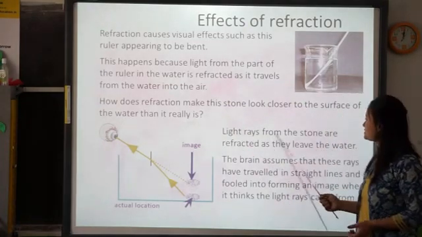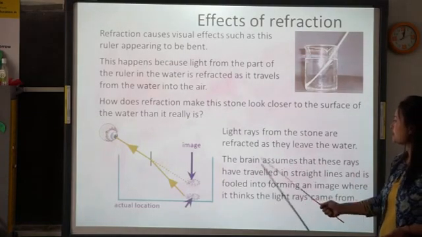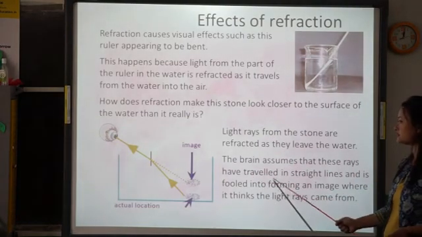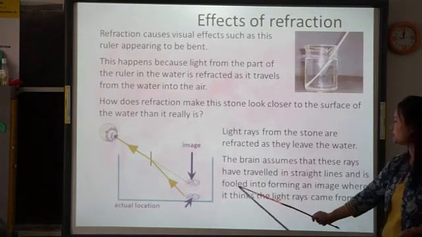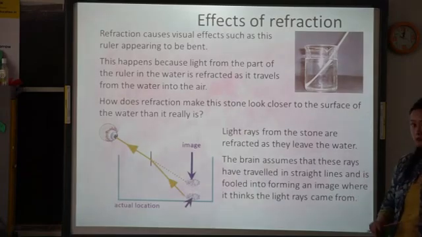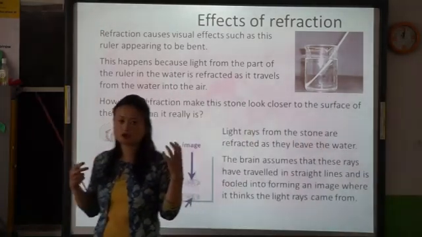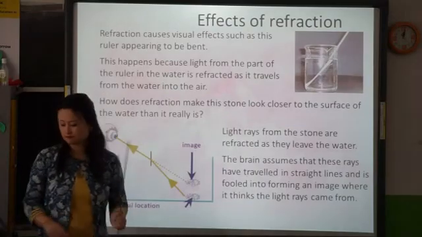Light rays from the stone are refracted as they leave the water. The brain assumes that these rays have traveled in straight lines and is fooled into forming an image where it thinks the light rays came from. So it's just an illusion that is created in our mind because of the refraction of light.